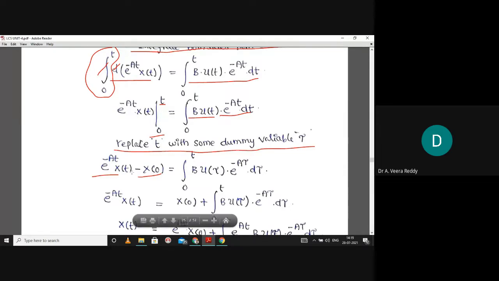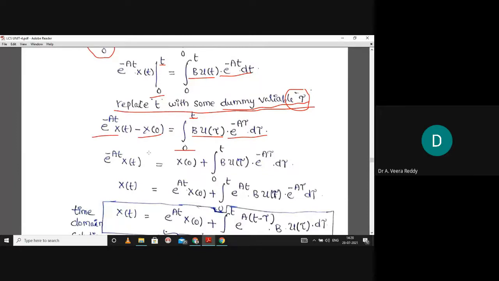So e power minus at x of t minus x of 0 equals integral 0 to t b u of tau e power minus a tau d tau. Here, don't confuse why you are substituting in place of t. That means you are substituting a dummy variable in terms of t. Here the limits are 0 to t, so to show the difference, you are substituting the dummy variable tau in b u of tau e power minus a tau d tau.